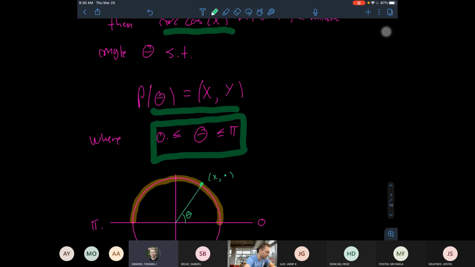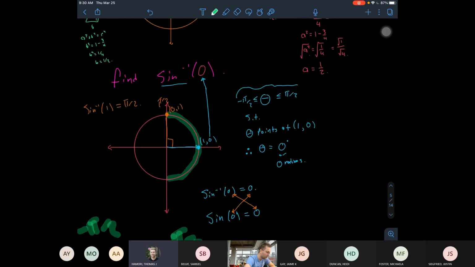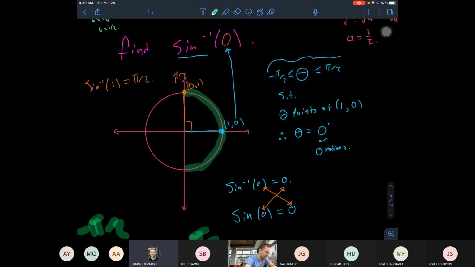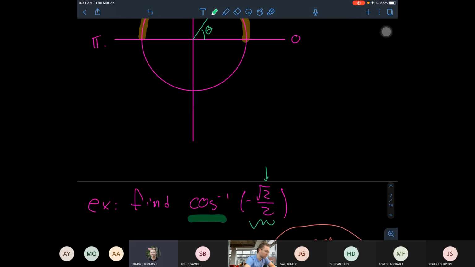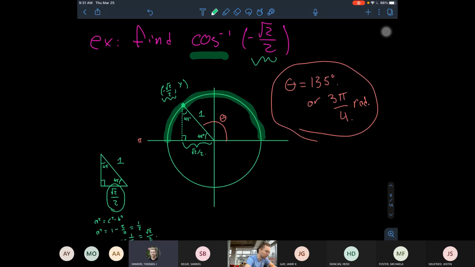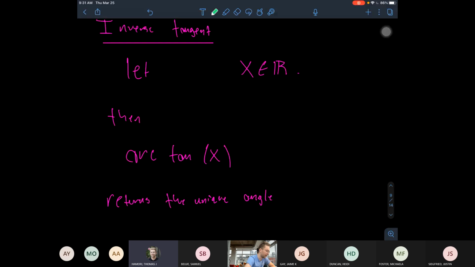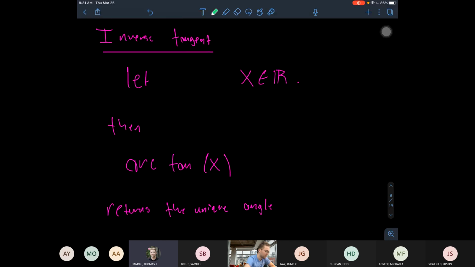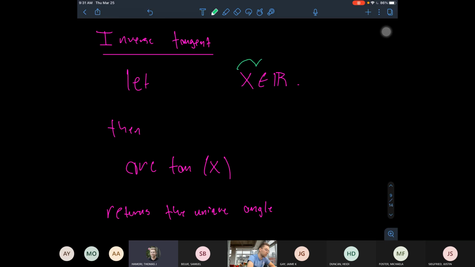So, recapping. Arc sine: we look for an angle which is on the right half of the unit circle, for which the y-coordinate of the point is the one that we're given inside our parentheses. Cosine: we look for an angle which points somewhere on the top half of this unit circle, and its x-coordinate of the point should be the value given inside our parentheses. Now, inverse tangent. We're going to let x be a real number.